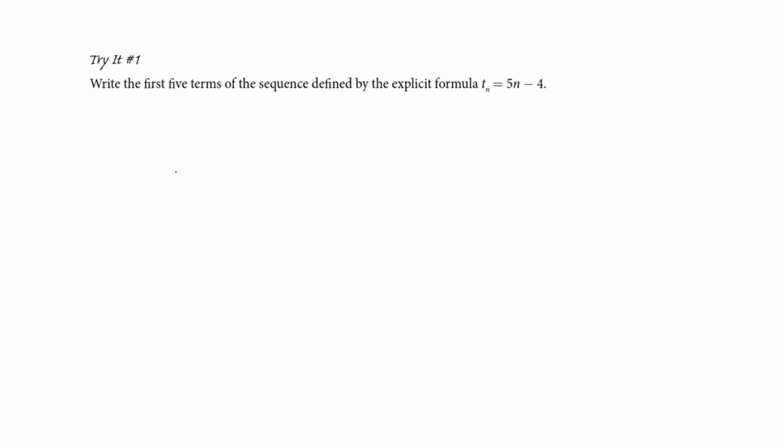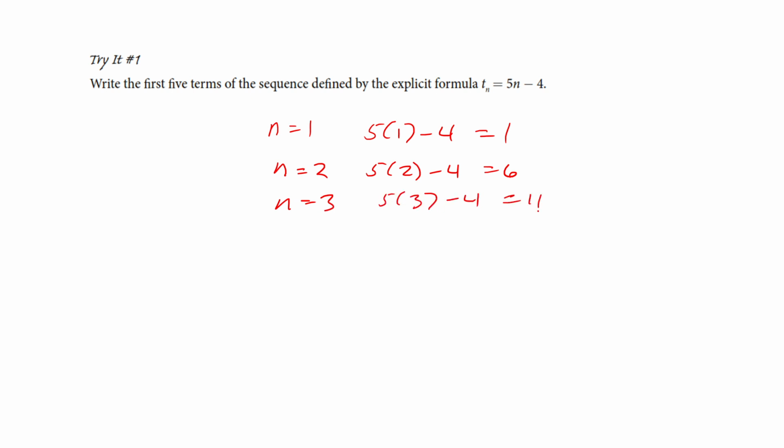Okay, so let's try it ourselves now. So when n is 1, we're going to put in 5 times 1 minus 4, so we get 1. N is 2, we get 6. N is 3, we get 11. And there's our sequence, our first 5 terms. I could write it again here, but 1, 6, 11, 16, and 21.